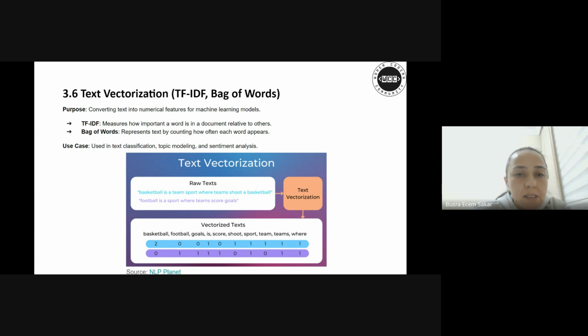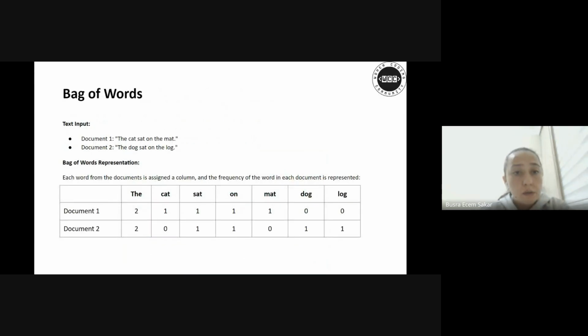These techniques are widely used in applications like text classification, sentiment analysis, and topic modeling because they help convert text into a format suitable for machine learning models. Let's take a closer look at the bag of words model, which is one of the simplest and most commonly used text vectorization techniques. With bag of words, we represent a text by counting how often each word appears in a document. This gives us a structured way to convert text into numbers.